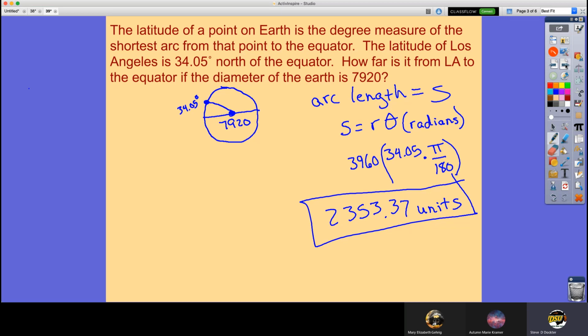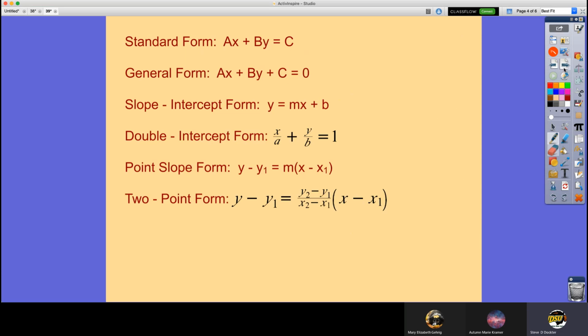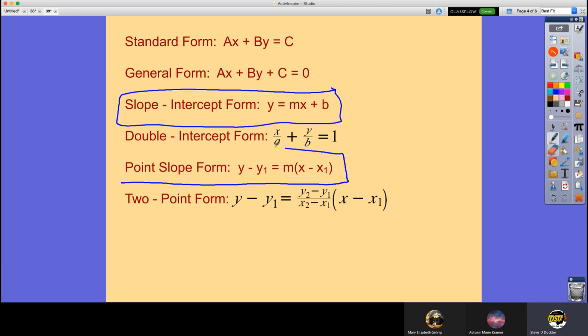Next page. Do not write it down, and I'll explain why as we go here. What you see up there on the board is 6 different ways to write a linear equation. The one that you guys are most familiar with is this one right here, slope-intercept form. You guys have been using that one for a long time. Technically, all 6 of these would be equivalent. The other one that we use a lot is point slope form.